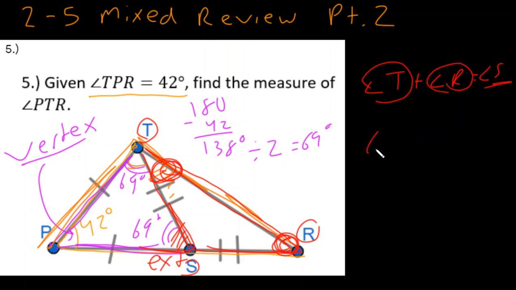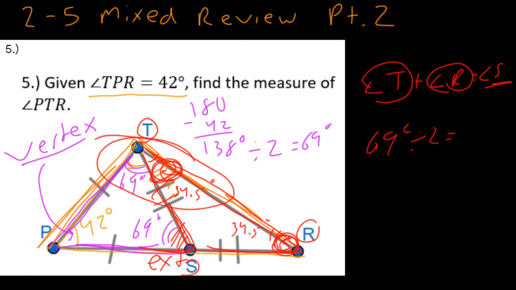And so if angle S is 69 degrees, and these are base angles that are congruent, we can just do 69 divided by 2. 69 divided by 2 will in fact give us 34.5. So that will be 34.5 degrees, and this over here will be 34.5 degrees.